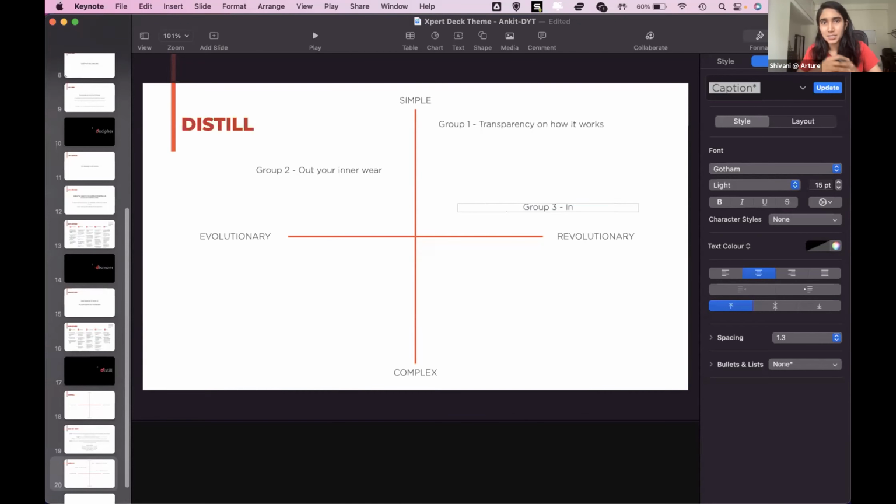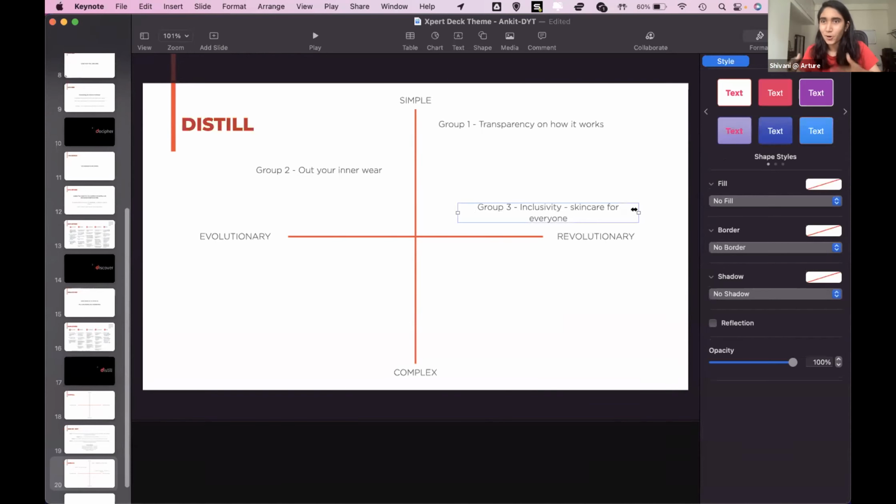Being in this luxury skincare space, we saw our key competitors being brands like Forest Essentials and Kama Ayurveda, and we don't see anybody really talking about these issues. And inclusivity is becoming a very important talking point right now socially.